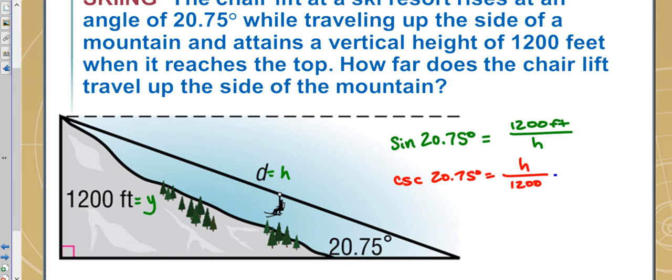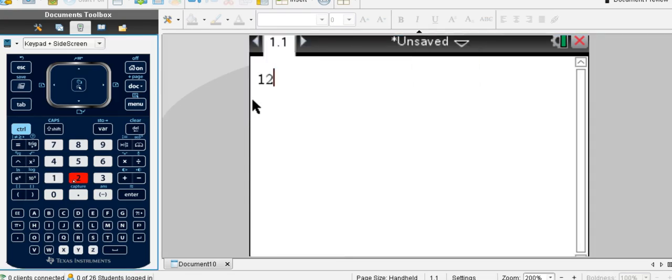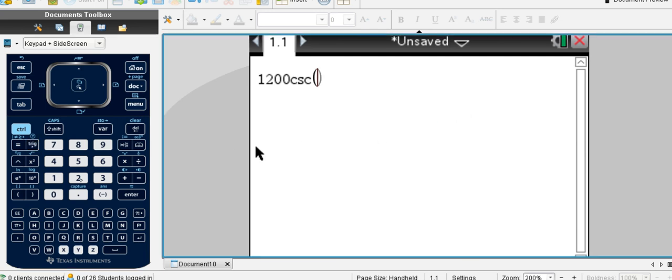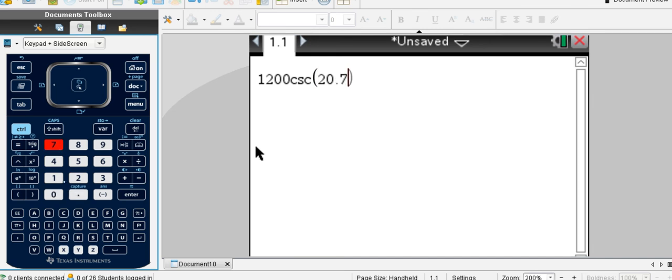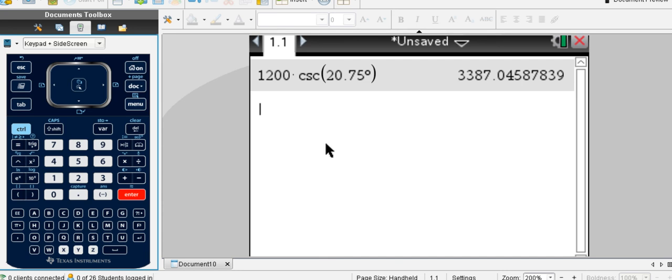I'm a step away. I multiply by the 1,200, and now when those cancel, all I have to do is type this in the calculator to get my answer. So I'm going to add a calculator. We're going to do 1,200 times the trig of, we said we went to the reciprocal of sine, which is CSC, and the angle was 20.75. And I'm going to choose degrees here with the pi button, and that'll give me the right value, just to make sure in case my mode's off. So it's 3,387 feet.